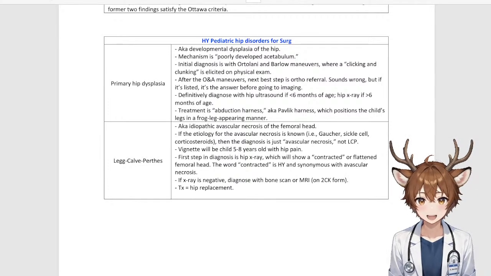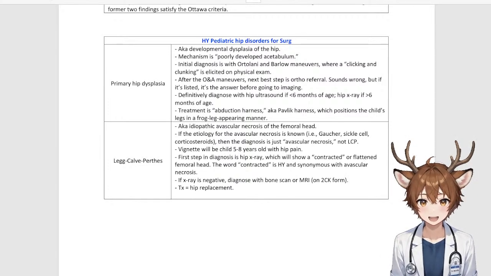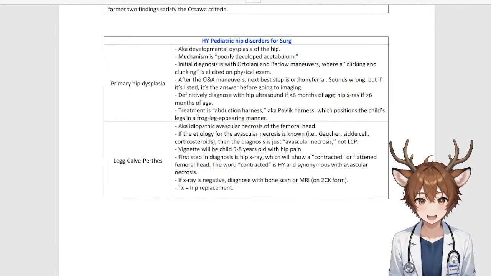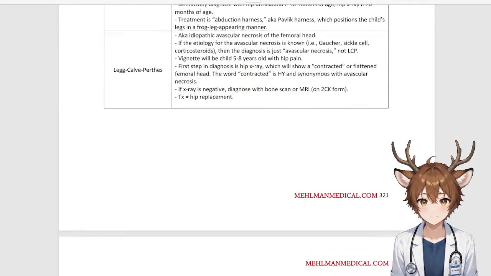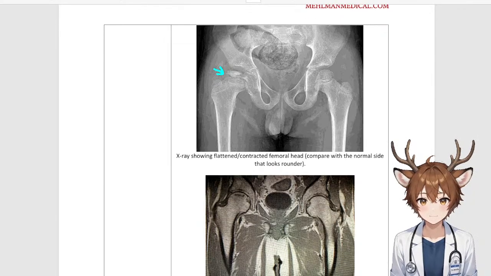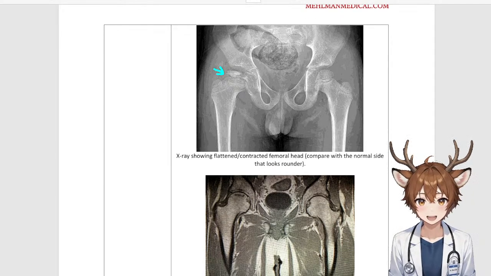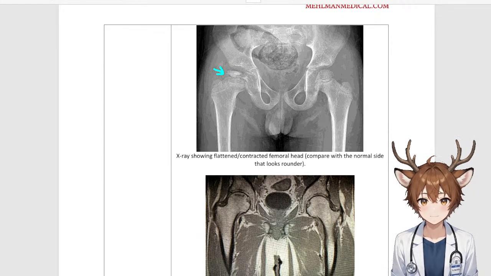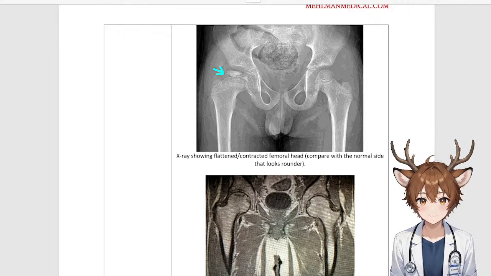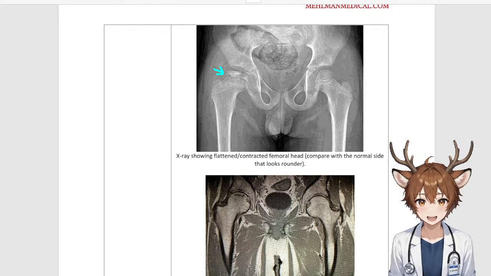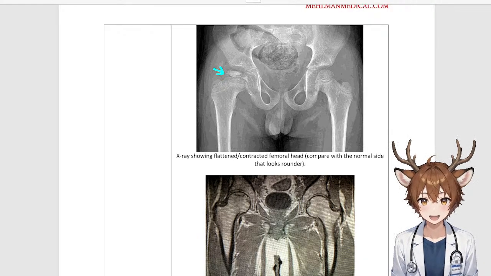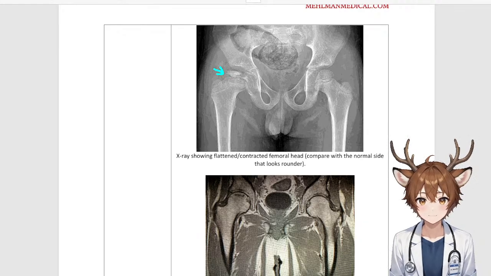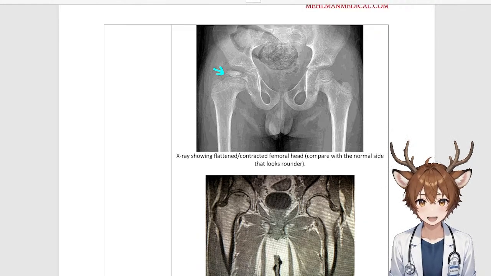If X-ray is negative, diagnose with bone scan or MRI. On 2CK form, the treatment should be hip replacement, because again, it's necrotic, right? X-ray shows a flattened/contracted femoral head compared with the normal side that looks rounder. And you can see the picture right there.